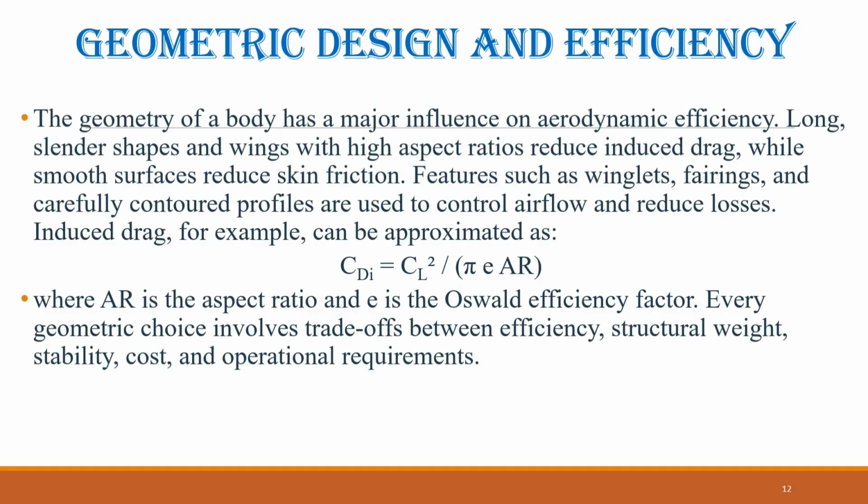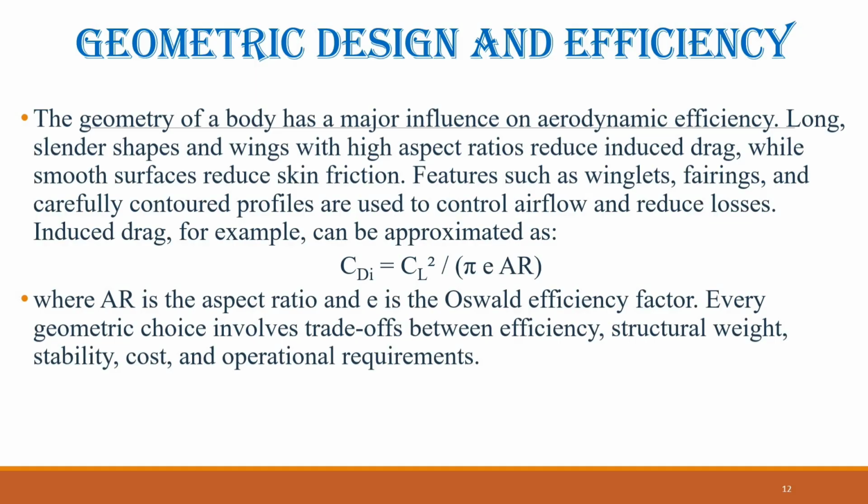Geometric design and efficiency. The geometry of a body has a major influence on aerodynamic efficiency. Long, slender shapes and wings with high aspect ratios reduce induced drag, while smooth surfaces reduce skin friction. Features such as winglets, fairings, and carefully contoured profiles are used to control airflow and reduce losses.